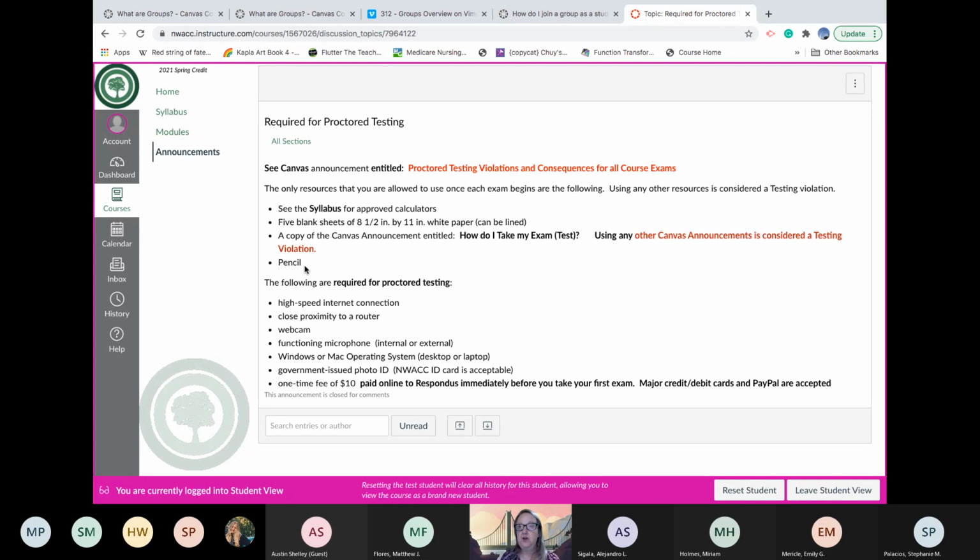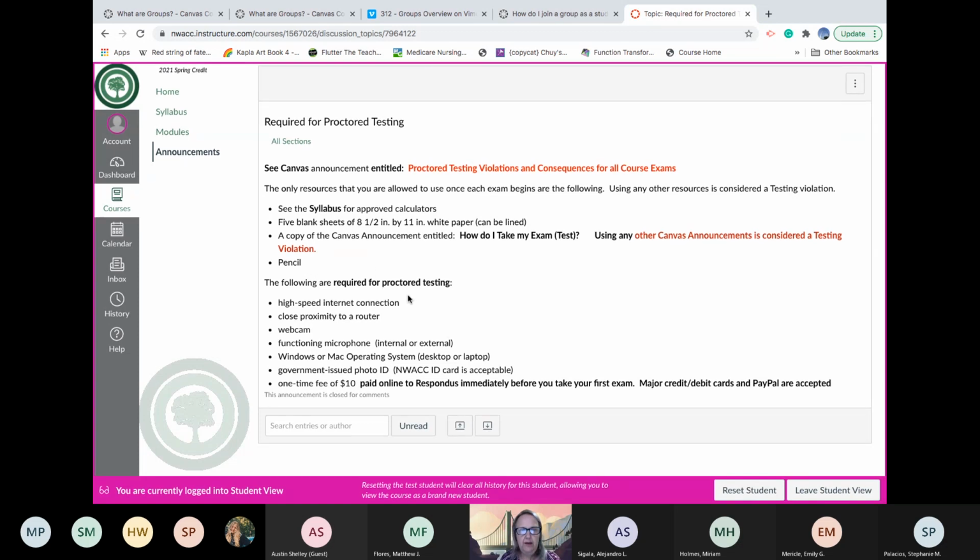Now I say pencil because you're now down to 4 sheets of blank paper. You want to make sure you have plenty of room to write out your written work required problems, and so you want to be able to erase. If you write in pen, you won't be able to erase. And you want to write pretty big so I can read it.